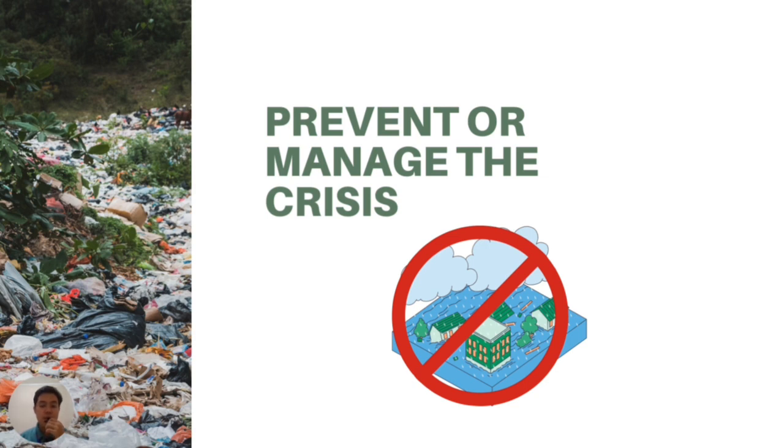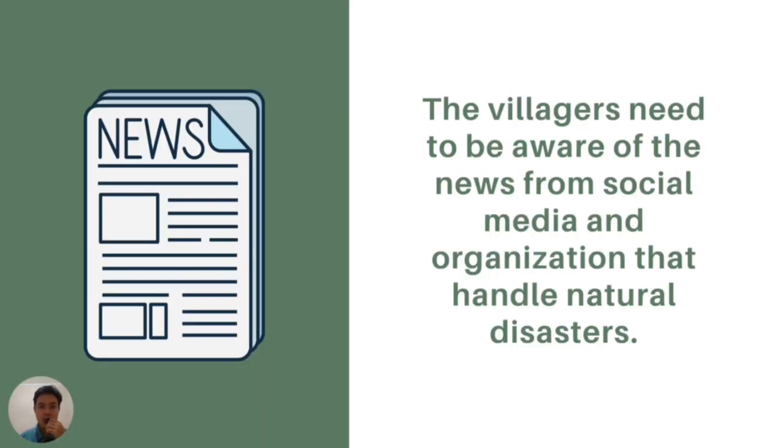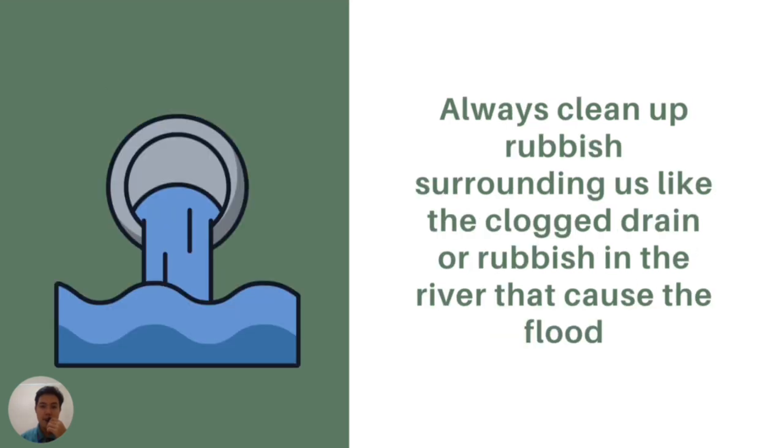Next is preventing or managing the crisis. The villagers need to be aware of the news from social media and organizations that handle natural disasters. The organization and the villagers can take one step ahead to prevent the flood by taking precautionary steps.